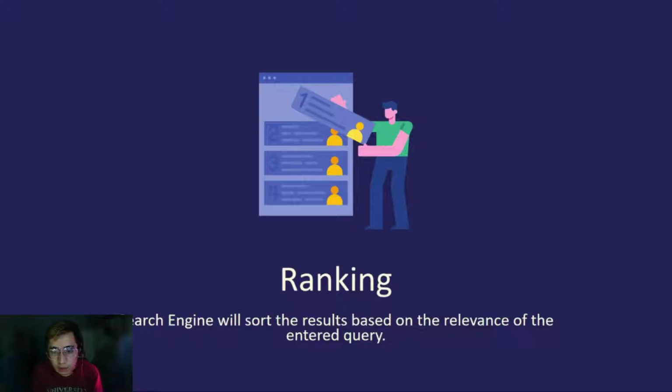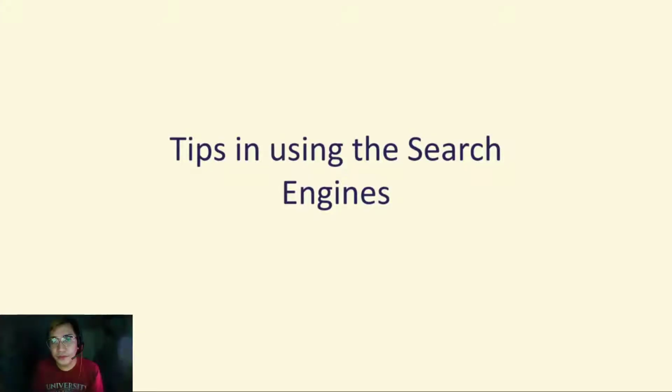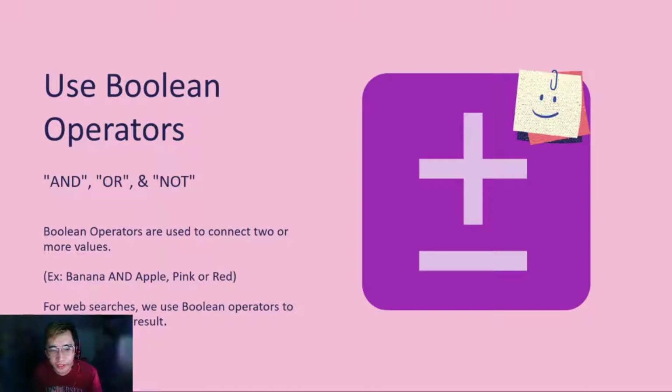Now we'll proceed to the tips in using the search engine. There are only three tips in general that I will give you for this video. After discussing the background on how the search engine works, we will now proceed. The first tip is to use Boolean operators: and, or, not.